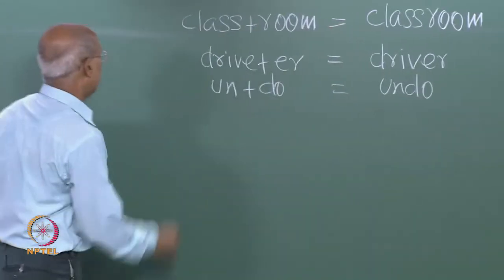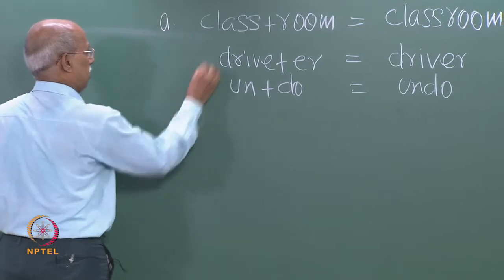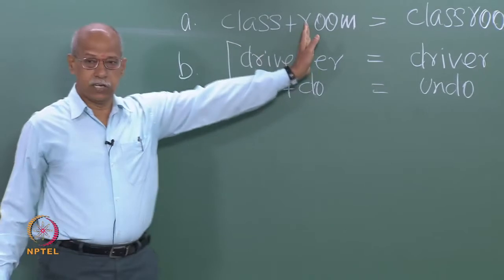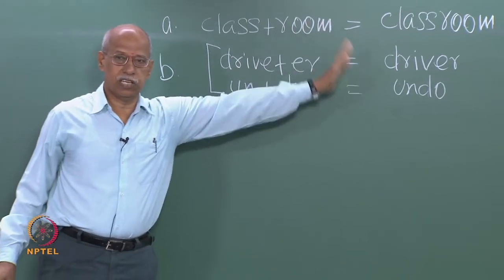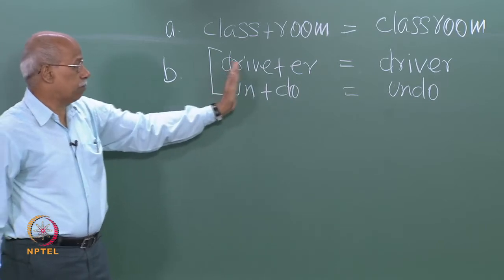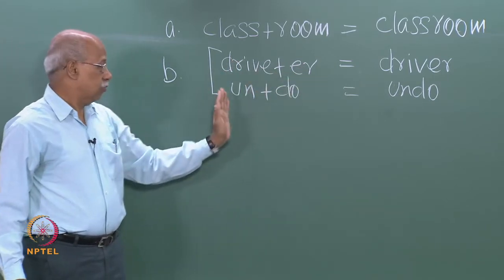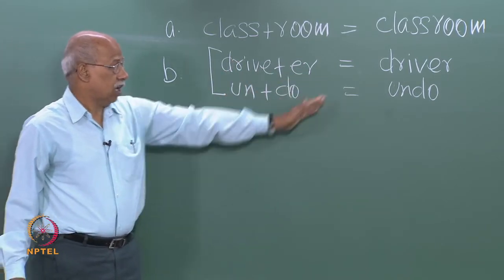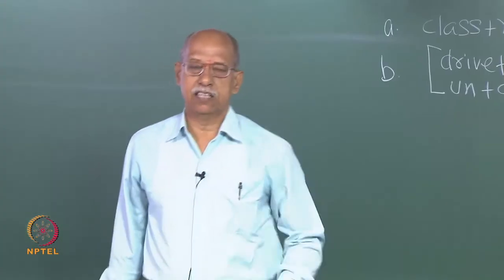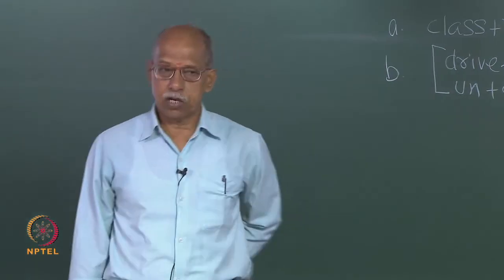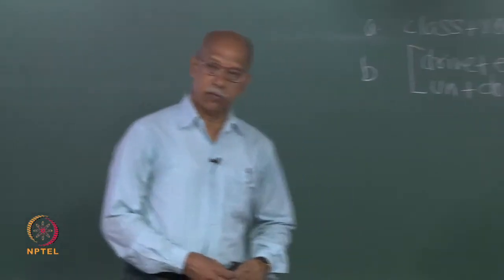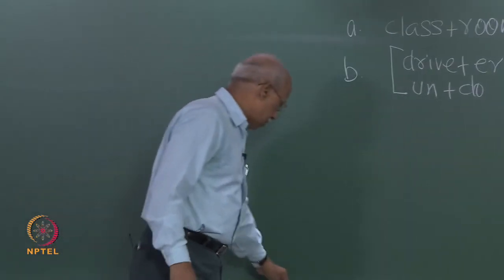What we have done in A is two independent words coming together. But in B, we have word plus part of a word. We have part of a word plus word and we get a new word. These are some of the basic word formation processes in all languages of the world. And we have been talking about it for some time.